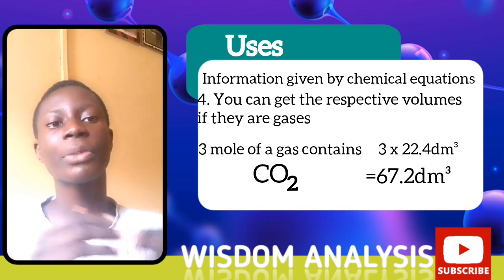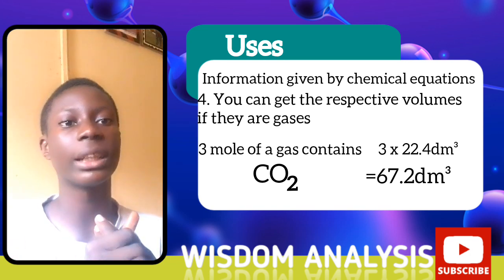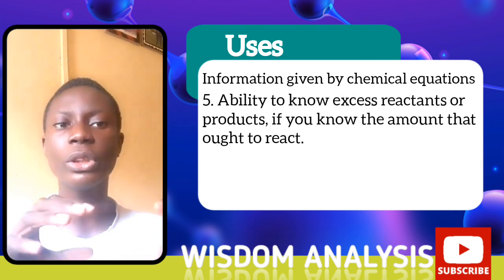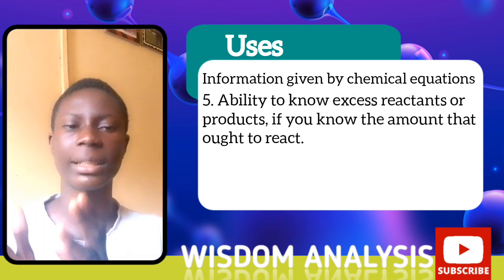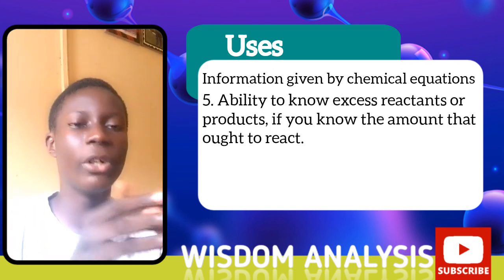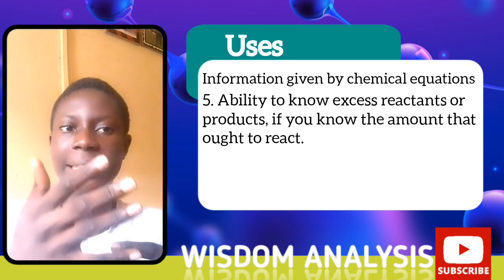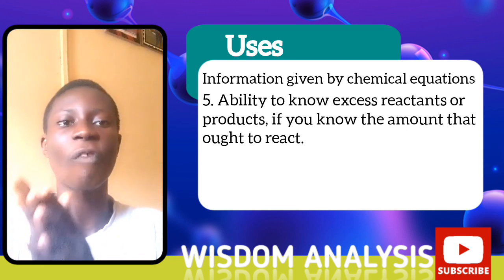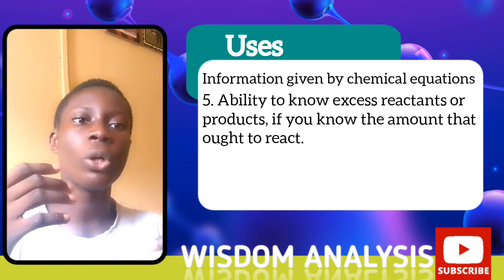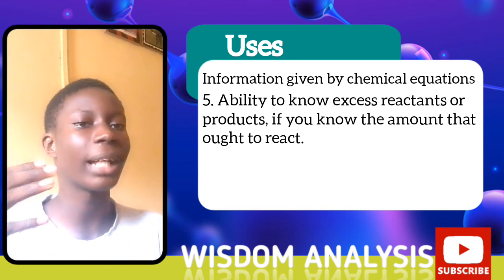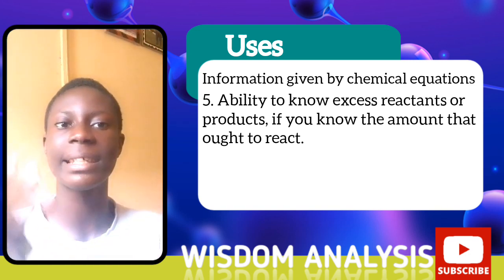Okay, so now the next information we can get from a chemical equation is that if you know the amount of the reactants and the amount of the product that ought to react, you'll be able to know the one that is in excess. All right, so if it's supposed to be 5:1 and one is now like 6, you know that that one is in excess in this reaction.